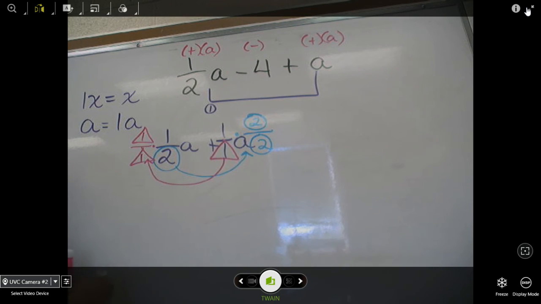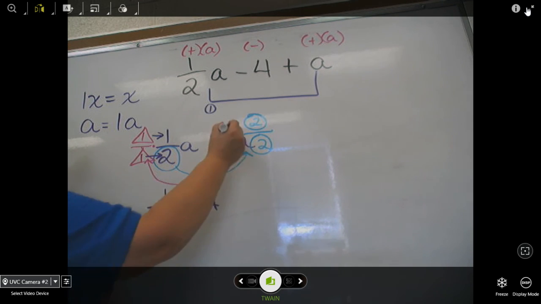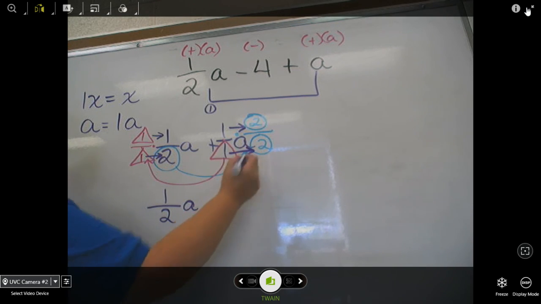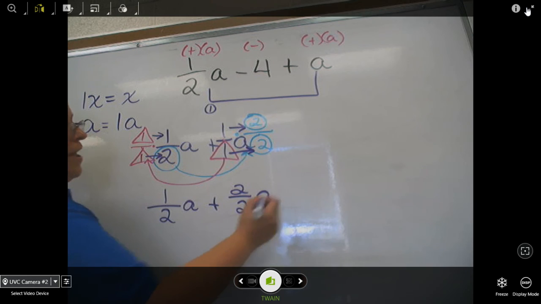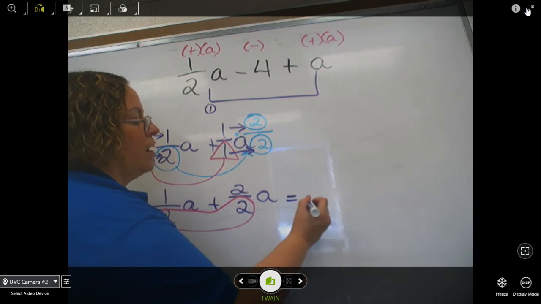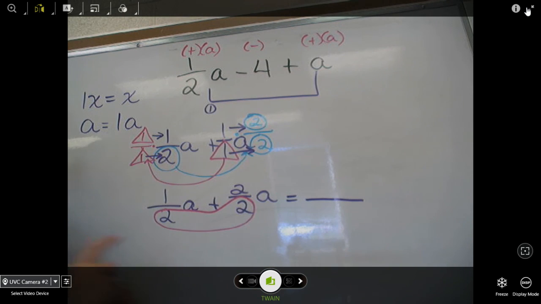So now, we have 1 times 1, which is 1. We have 1 times 2, which is 2. So we still have 1/2 A. That one didn't change, did it? Plus, we have 1 times 2, which is 2. We have 1 times 2, which is 2. So 2 over 2A. Remember, the whole point was to get this piece right here to be common, to be the same. And remember, when we are adding fractions, that denominator does not change.